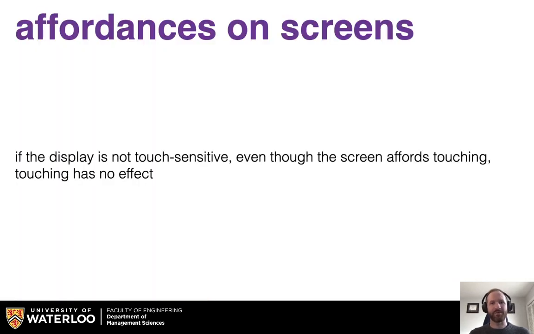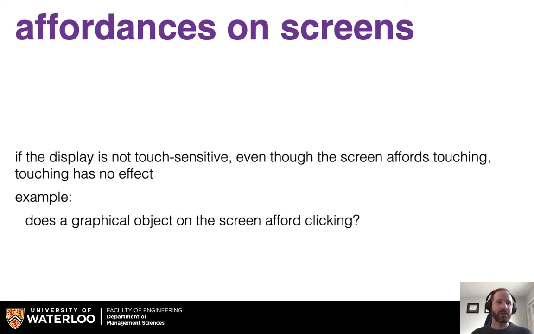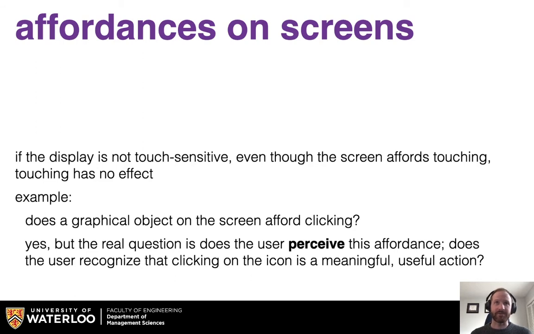Going back to our example with babies trying to pinch zoom on images, if the display is not touch sensitive, even though the screen affords touching, touching has no effect. For example, a graphical object on the screen, does it afford clicking? Well, yes, you can click on anything on the screen, but the question is not can you click on it, but whether the user perceives this affordance. Does the user recognize that clicking on the icon is a meaningful, useful action?